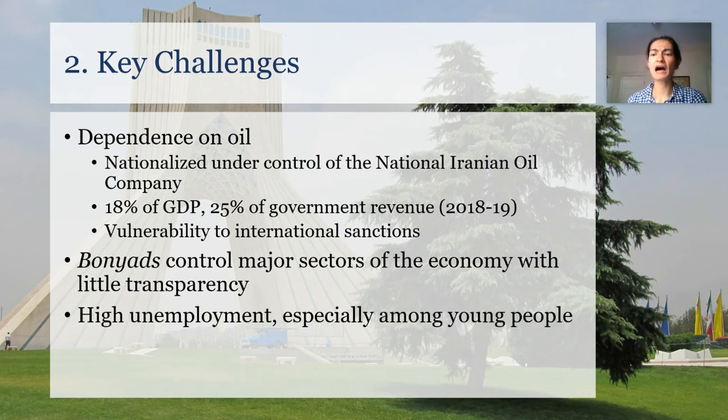Iran suffers from pretty high unemployment. Officially, the unemployment rate is around 11% overall, although it's possible that that's an understatement. And it's particularly notable that unemployment is really high among young people. For people under 24, the unemployment rate is 30%. It's even worse than that for women. It's even worse than that for people with university degrees.